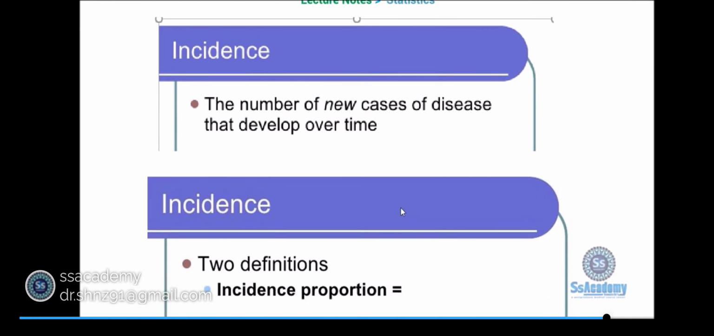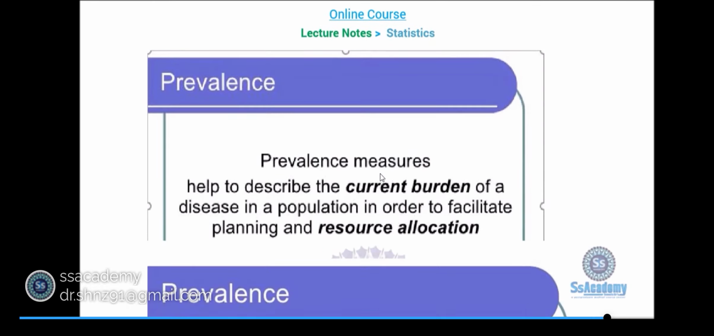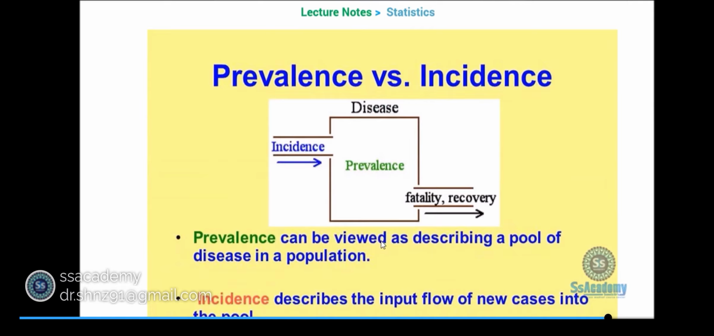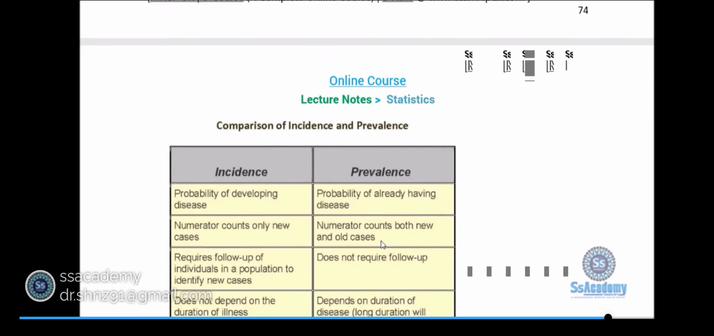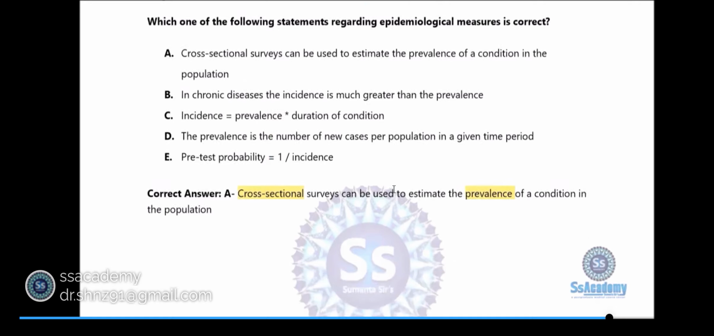Incidence is the number of new cases. Prevalence measures the current burden of the disease in the population, for facility planning and resource allocation. Prevalence versus incidence, some of the differences, one star. Which one of the following statements regarding epidemiological measures is correct? Cross-sectional surveys can be used to estimate the prevalence. So cross-sectional studies are for the prevalence of a condition in the population.